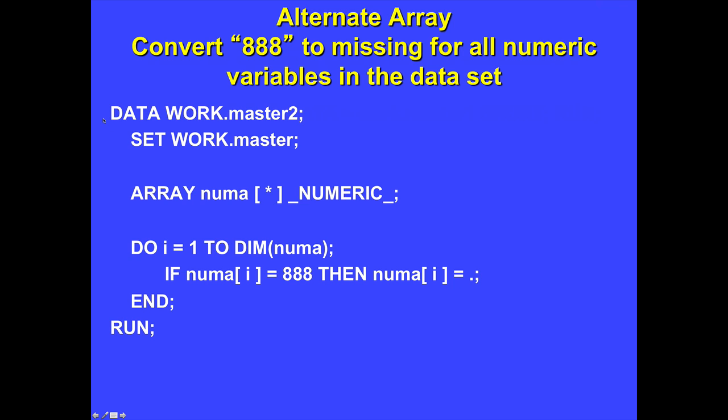There are ways that you can create arrays that will refer to variables more broadly based on the variable type. So in this particular example, we have an array statement that's creating an array named num_a, and instead of putting a number in brackets to specify the number of elements in that array, we're putting an asterisk, which simply tells SAS, I don't know how many elements are in the array, you go and count it and figure it out. And then using the numeric keyword, _numeric_, SAS will include all variables in your data set that are numeric.